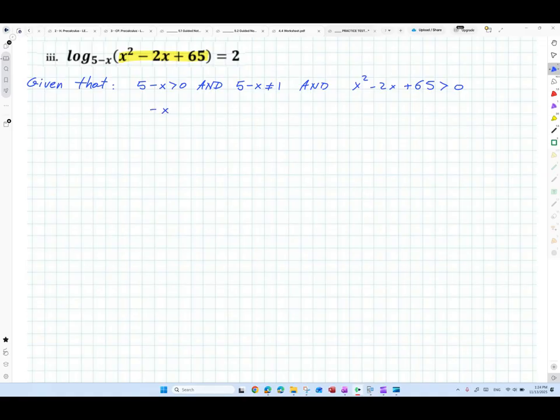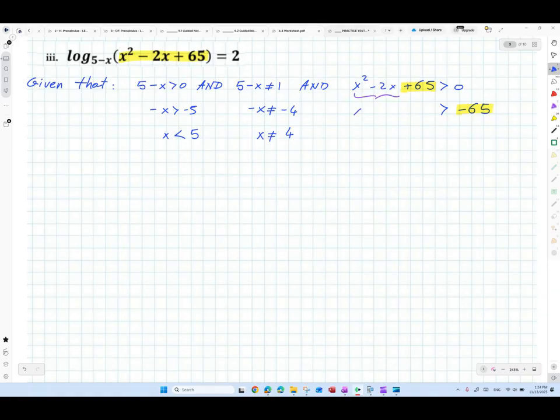So here I will have negative x greater than negative 5, therefore x is less than positive 5. Here, negative x has to be different than 1 minus 5, which is negative 4, and therefore x cannot be positive 4. Let's now solve that quadratic inequality. I'm going to cross over this addition of 65, and here I'm going to complete the square with those two terms.